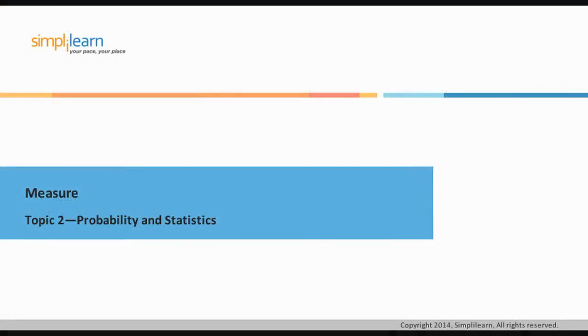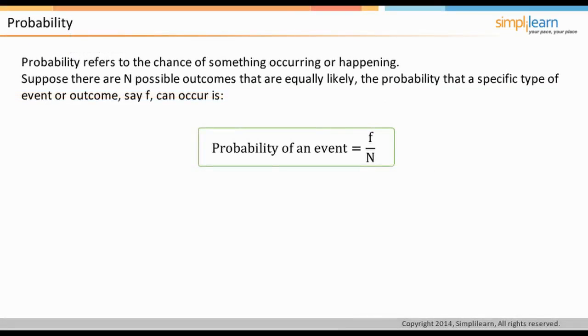In this topic, we will discuss probability and statistics in detail. Let us learn about probability in the following screen. Probability refers to the chance of something occurring or happening. An outcome is the result of a single trial of an experiment. Suppose there are n possible outcomes that are equally likely. The probability that a specific type of event or outcome, say F, can occur is the number of specific outcomes divided by the total possible outcomes. Click the button to view an example of probability.